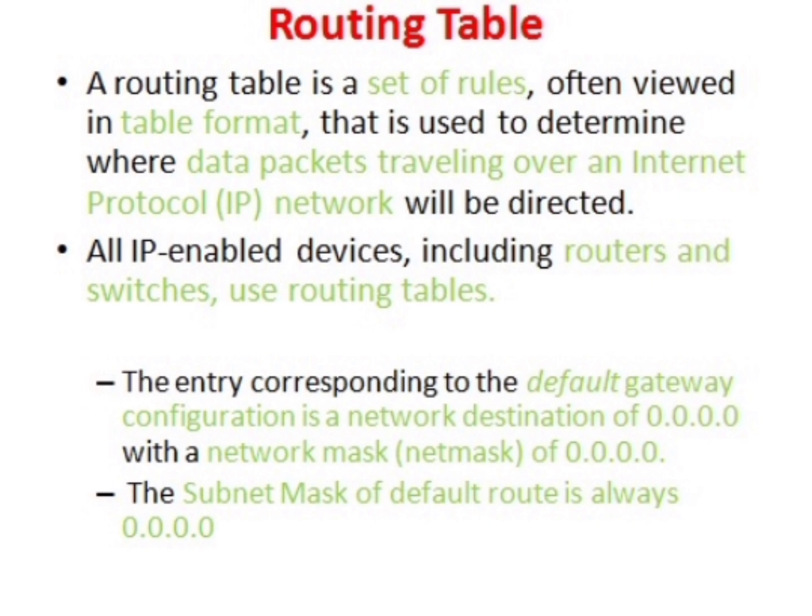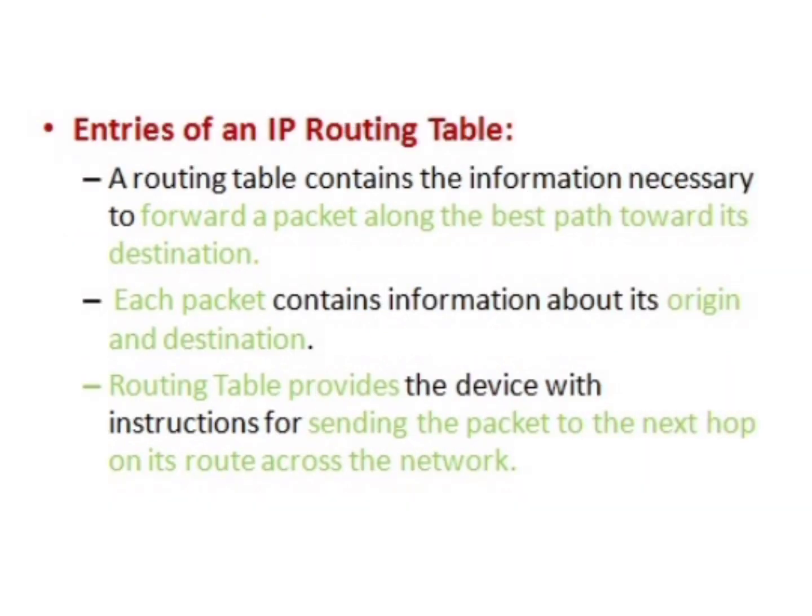This routing table will have the entries corresponding to the default gateway configuration, network destination, network mask and subnet mask also, which always have the default route value of 0.0.0.0. The entries present in the routing table contain the information necessary to forward the packets along with their best path towards the destination. Each path contains its information about its origin and destination, that is, the sender and receiver end.